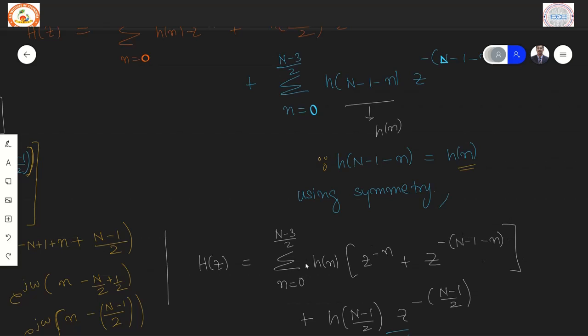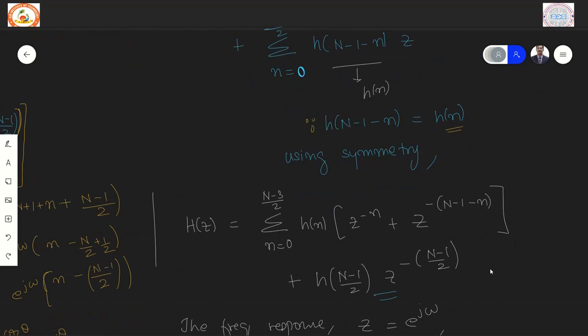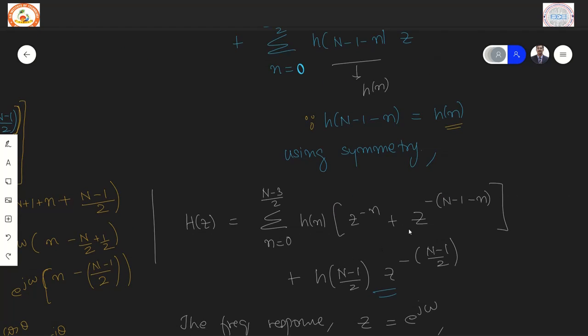Please note this looks very much like the term we had for N even, with the difference that the upper limit there was N by 2 minus 1, whereas for odd it is (N minus 3) by 2. And we should not forget that there was a midpoint term which is given by h of (N minus 1) by 2, z power of minus (N minus 1) by 2. So of the three summations, two are combined, but the center element term is kept as it is.